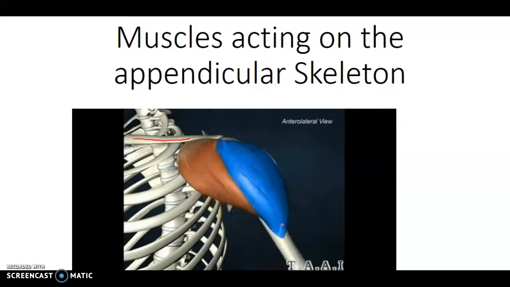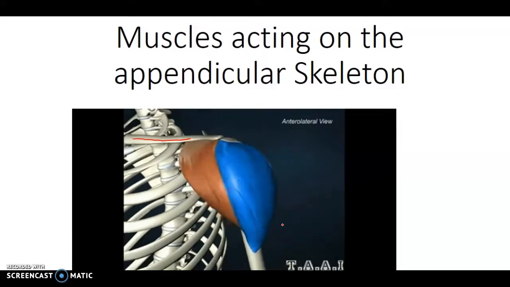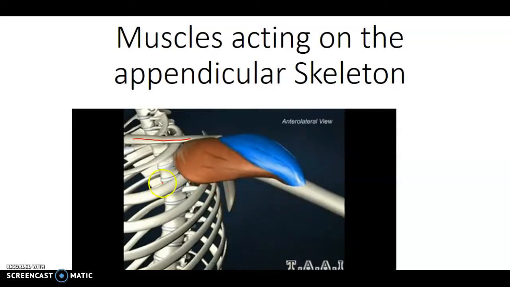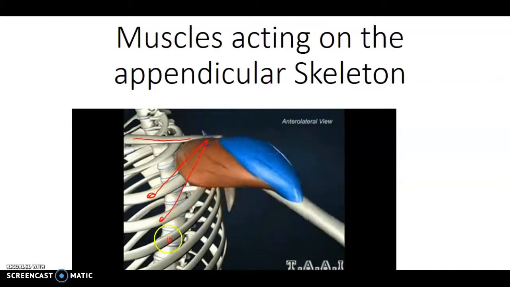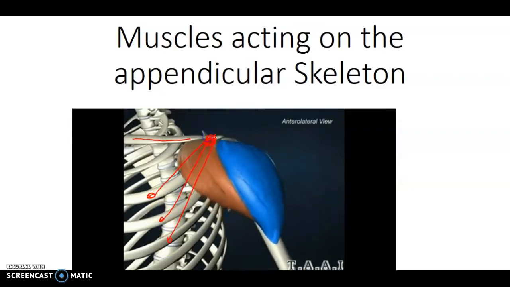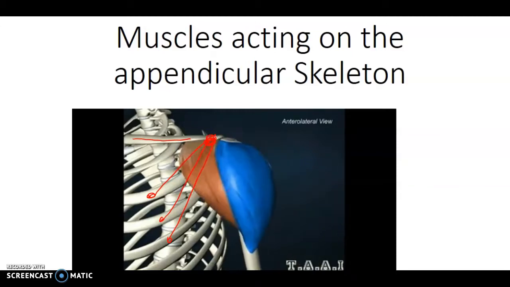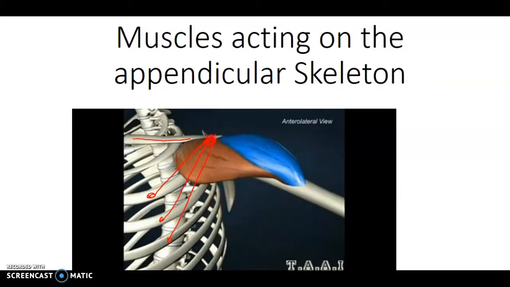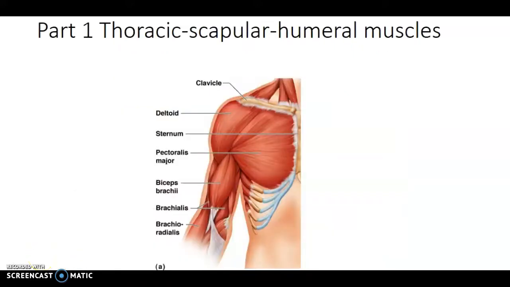Now, some of these muscles actually originate on the thoracic cage. Like the pectoralis minor, it is going to originate on these three ribs, and it's going to act on the scapula. But because the scapula is appendicular, they're considered appendicular muscles. We are going to start with the thoracic scapular humeral muscles. That basically means the muscles that originate on the thoracic cage, or the scapula, or the humerus that affect the shoulder area.